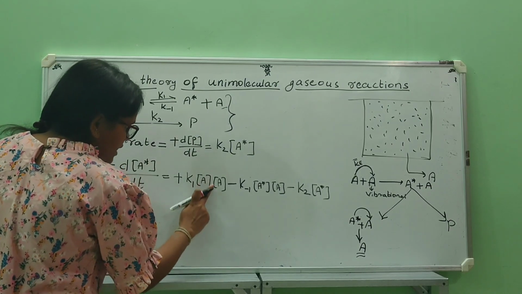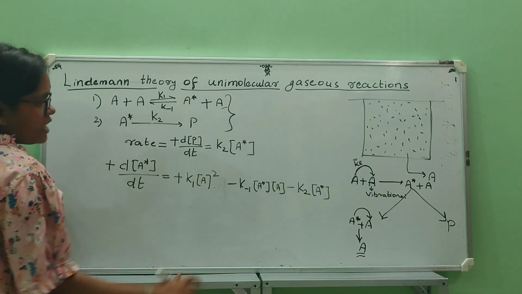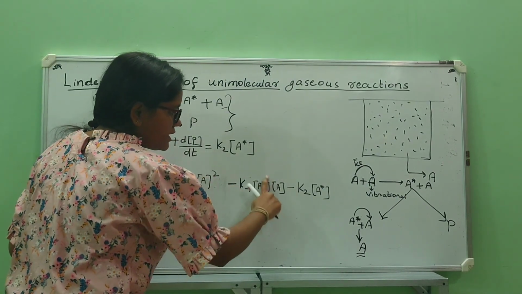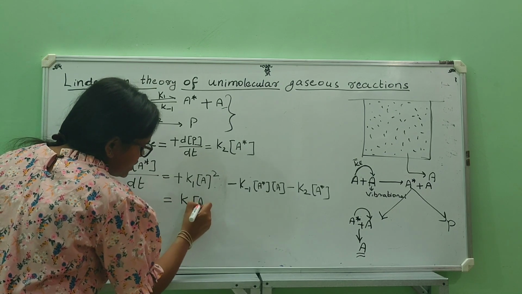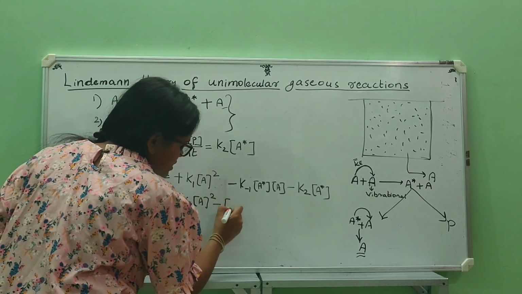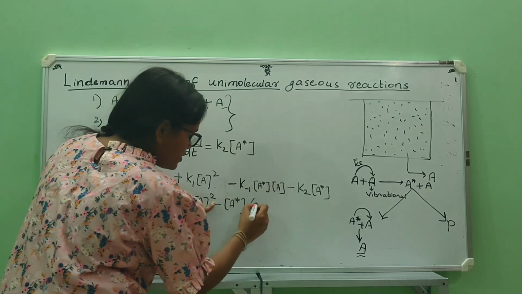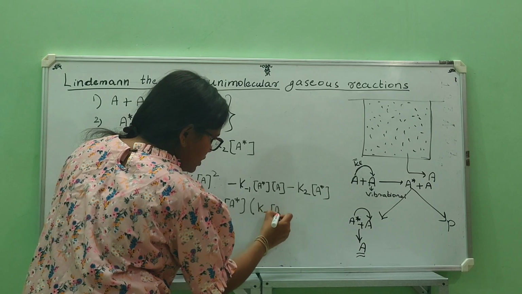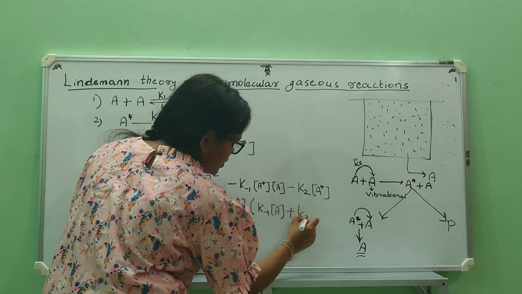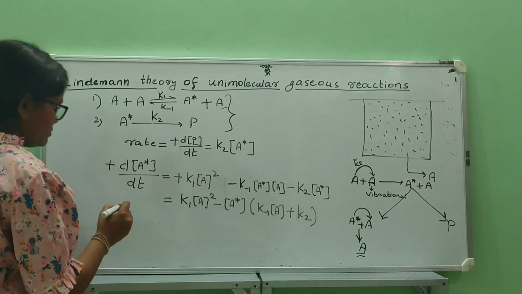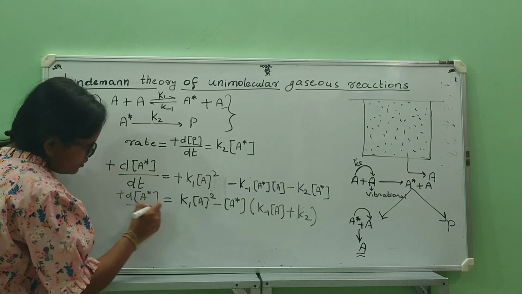So what can I do? I can write this A into A as A square. From these two terms, I can take A star common. So what will I get? This is K1 A square minus A star common. I am taking minus common, so there will be plus here: K minus 1 A plus K2. So this is d A star over dt.